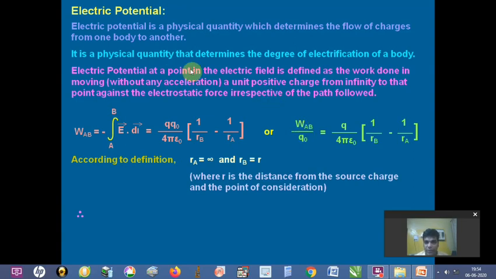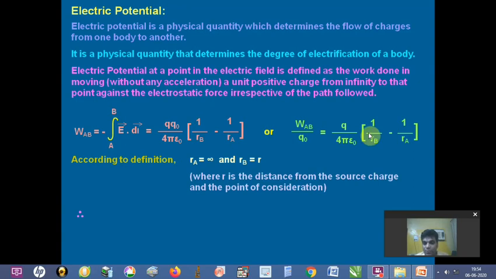The electric potential at a point in the electric field is defined in terms of work done. What is the definition in terms of work done? The electric potential at a point in the electric field is defined as the work done in moving a unit positive charge from infinity to that point.